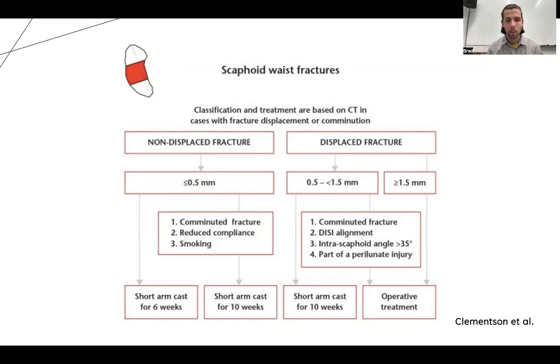So if it's not displaced, generally we're looking at more of a shorter term cast, 6 to 10 weeks. 10 weeks if it's complicated by other factors such as comminuted fracture, reduced compliance, and smoking. And then even shorter than that if there aren't that many complicating factors.